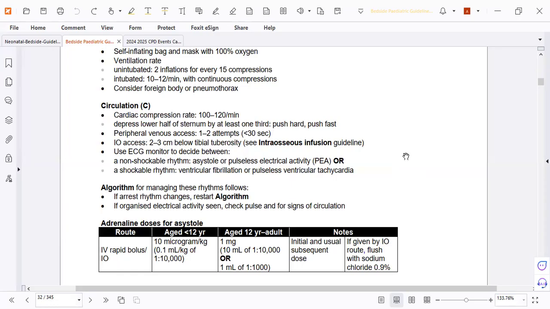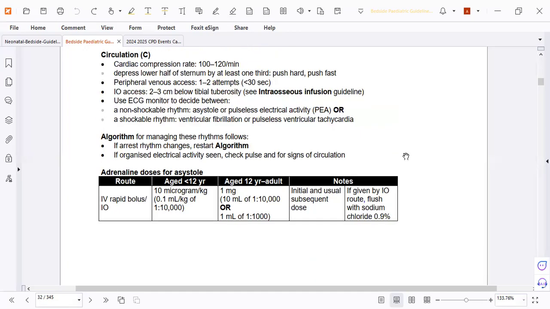Use the ECG monitor to decide between a non-shockable rhythm and a shockable rhythm. A non-shockable rhythm is asystole or pulseless electrical activity, and a shockable rhythm means ventricular fibrillation or pulseless ventricular tachycardia. We have the algorithm here for managing these rhythms. If the arrest rhythm changes, restart the algorithm. If organized electrical activity is seen, check pulse and for signs of circulation. So we're going to have a look at this algorithm, so don't mix up now, okay?